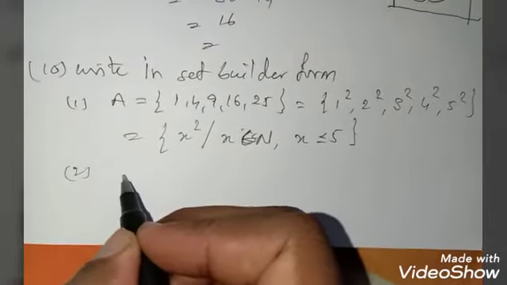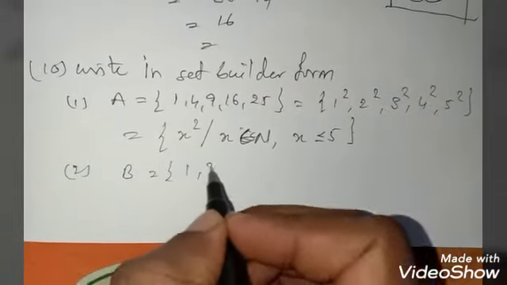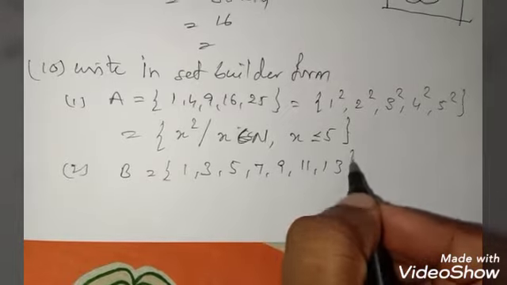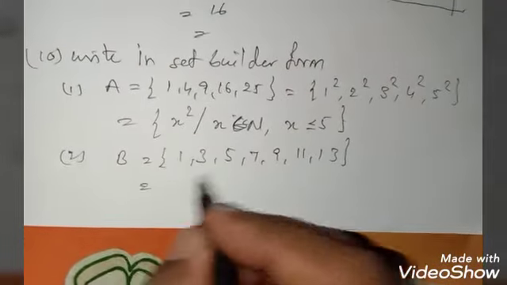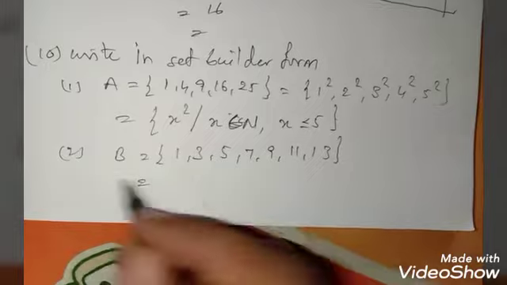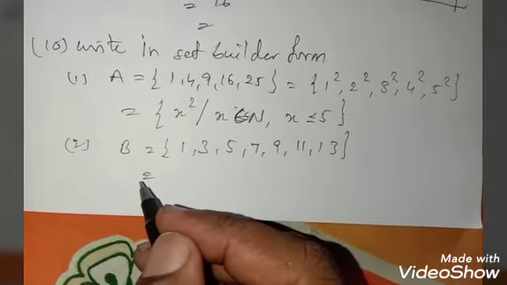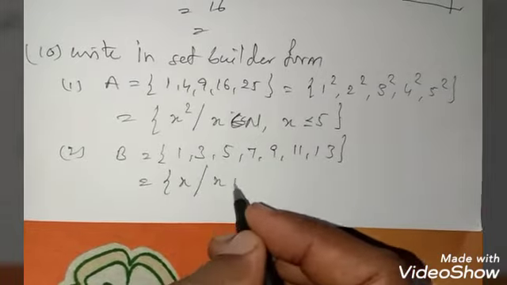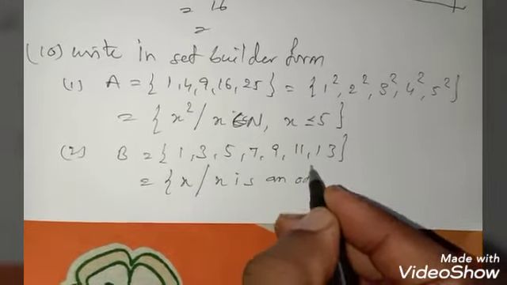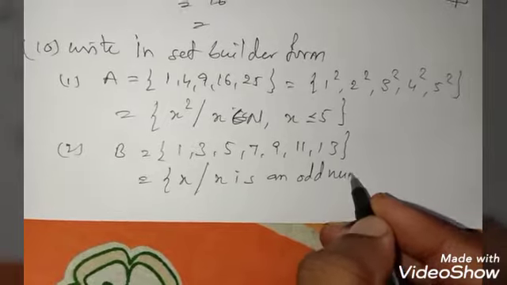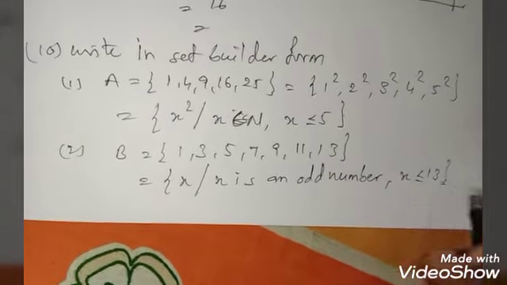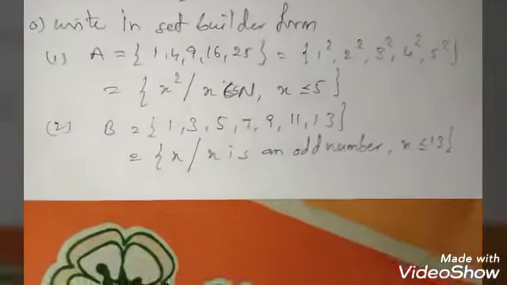Now if I go for the second one, B is equal to {1, 3, 5, 7, 9, 11, 13}. Now we can say 1, 3, 5, 7, 9, 11, 13 are the odd numbers. So I can write this as {x : x is an odd number and x is less than or equal to 13}, right?